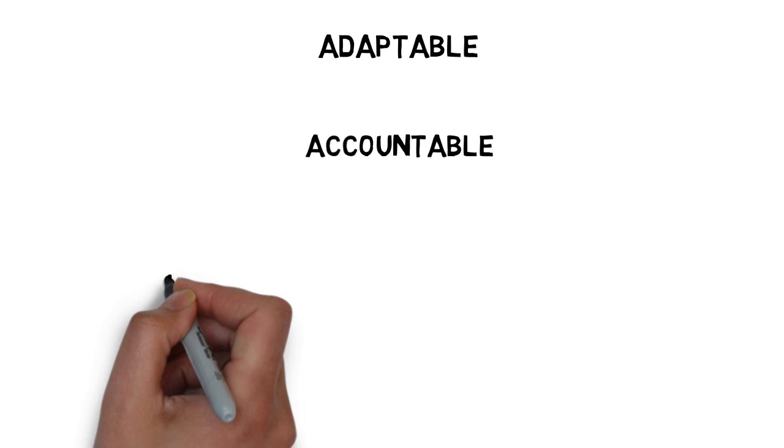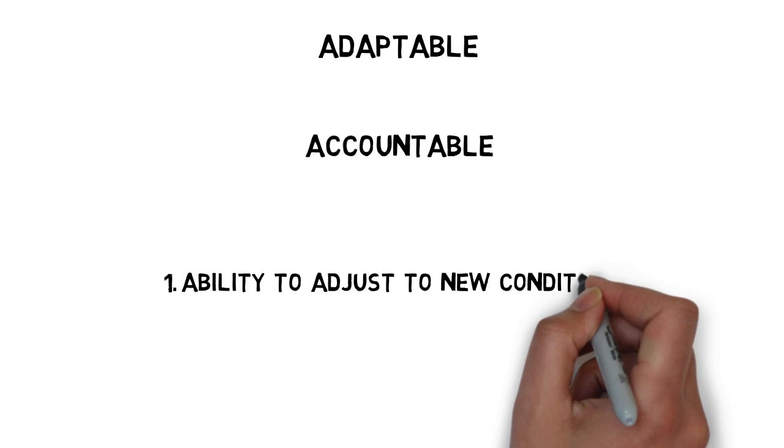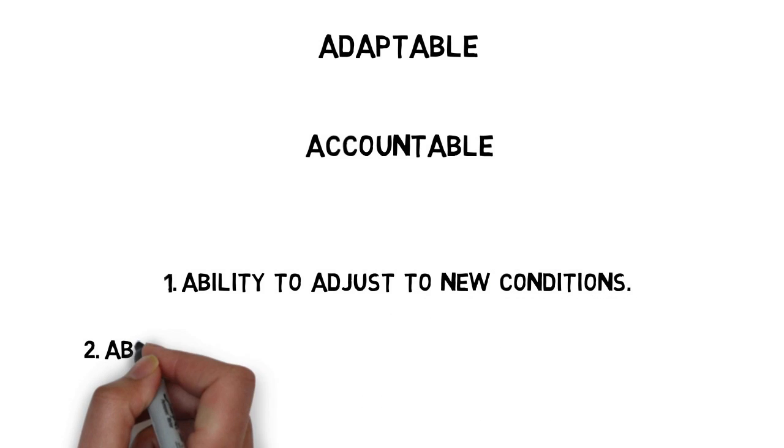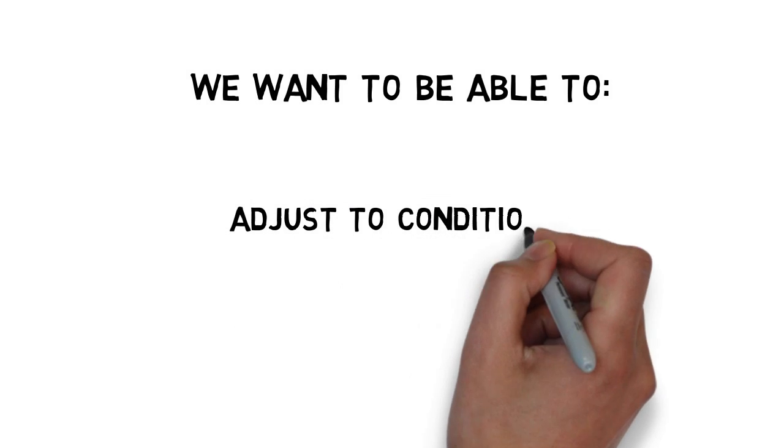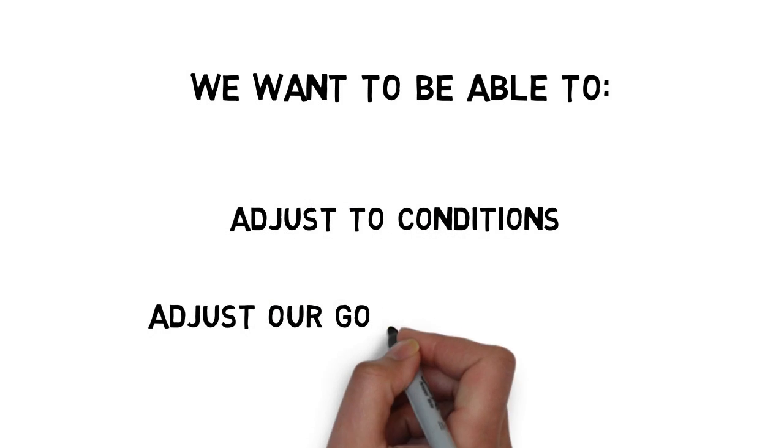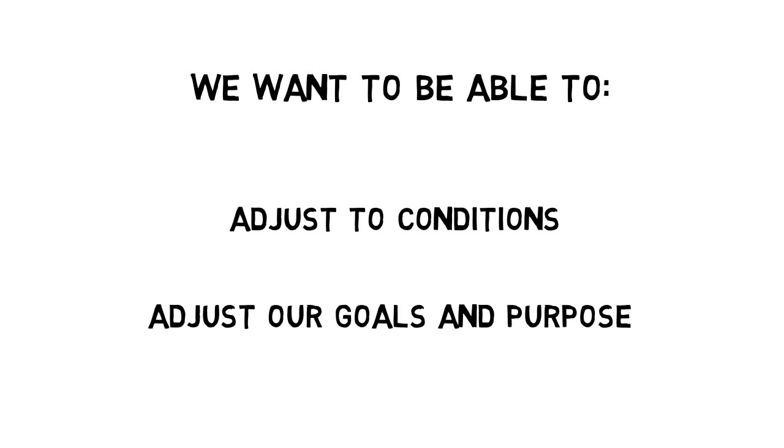Adaptable is an adjective that can be defined in two ways. First, it can mean the ability to adjust to new conditions. And second, it's the ability to be modified for a new use or purpose. In this lesson, we're going to combine the essence of both definitions since we want to learn how to make adjustments as conditions around us change. But we also want to be able to adjust our goals or our purpose as circumstances change around us.